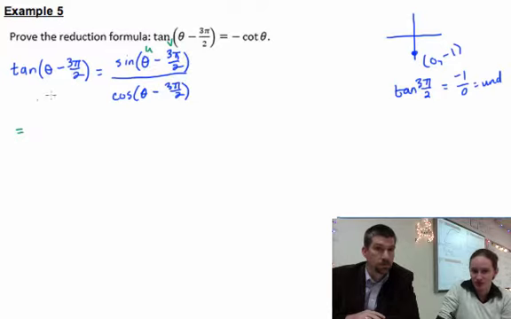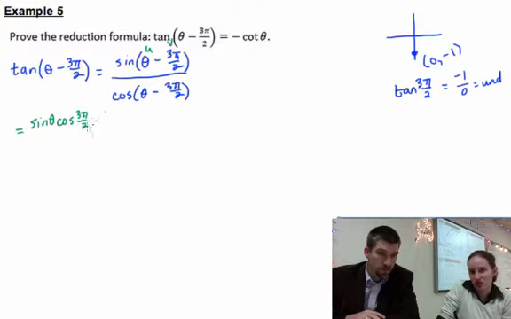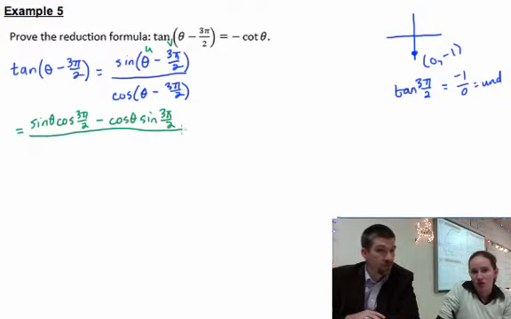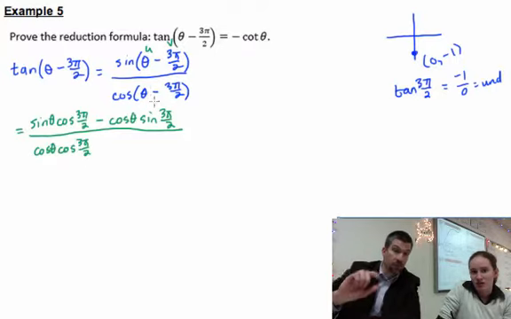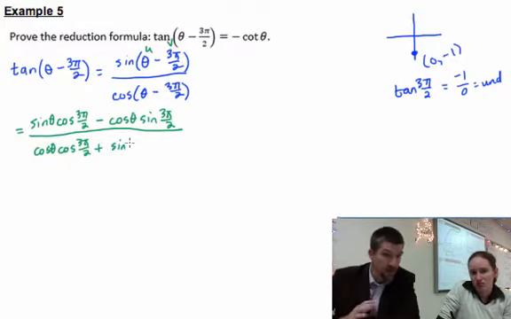For sine, we would have sine theta cosine 3 pi over 2 minus cosine theta sine 3 pi over 2, swapping them. And then on the bottom, you're going to have the cosine version, so cosine theta cosine 3 pi over 2. And this time it's a plus, because it's an opposite sign, S-I-G-N, with cosine every time. Sine theta sine 3 pi over 2.